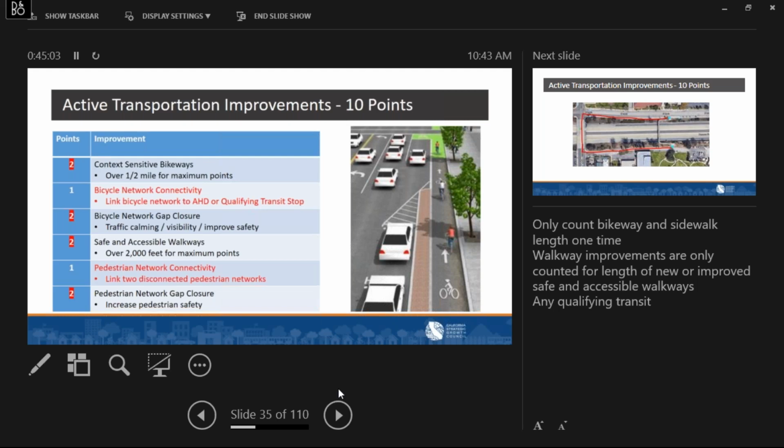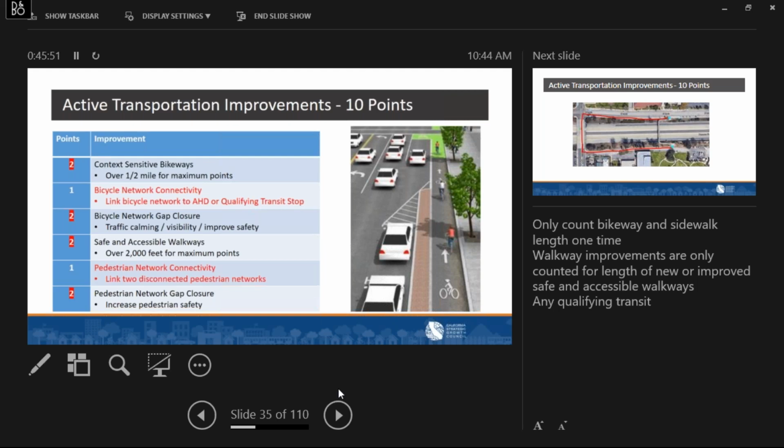The network bicycle connectivity. This is a revised point from last round. This used to be our key destination linkages. How this point is scored now is that any project that is proposing bicycle improvements that link the affordable housing development or the transit stop directly to an existing bicycle network, or to a bicycle network that's been identified in local planning documents, is eligible for 1 point. That existing or planned bicycle network does not have to meet our definitions of context sensitive bikeways. So it can be existing bike lanes that, as I mentioned, do not meet the context sensitive definition.